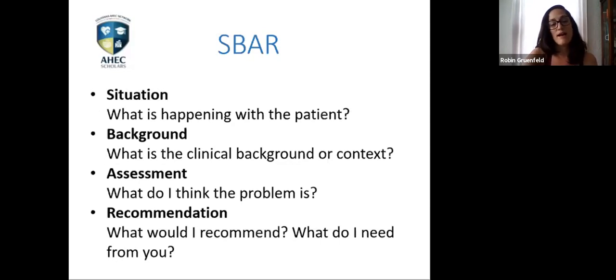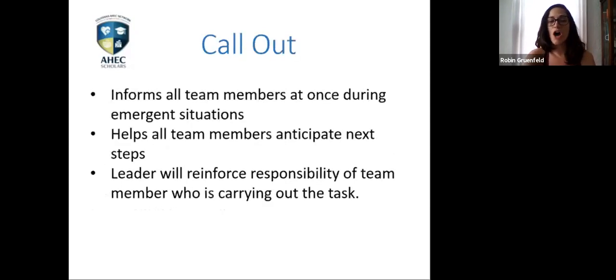The other thing we have in our back pocket is call out, which informs all team members at once during emergency situations. And of course, it helps us anticipate next steps. An example would be airway status, and then someone says, airway clear, breath sounds decreased on right. You're saying that so that everyone can hear that information and use it in the activity that they're trying to carry out in the coordinated team.